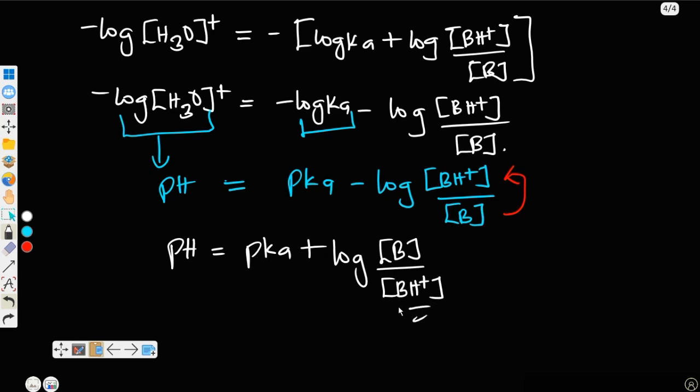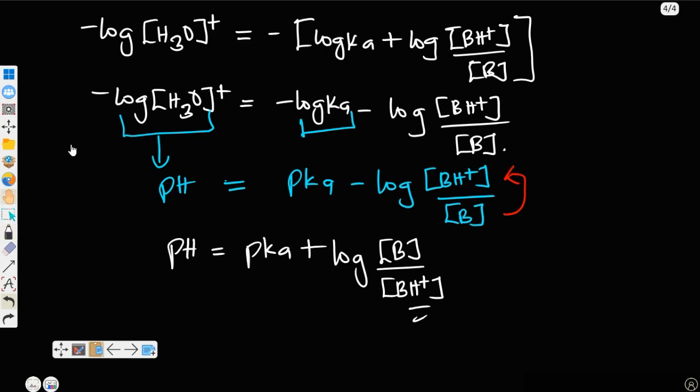So for a base, it's usually log of the unionized divided by the ionized form. This is for the base. And that is why our equations for finding ionized and unionized for a base are always different from those of an acid, just by varying where pKa and pH should be. All right, so let's solve this question.